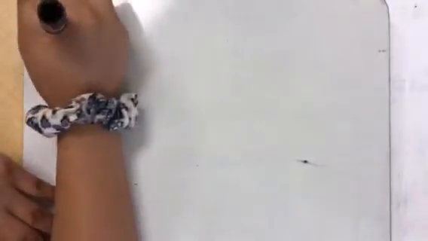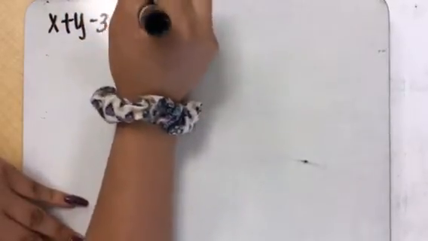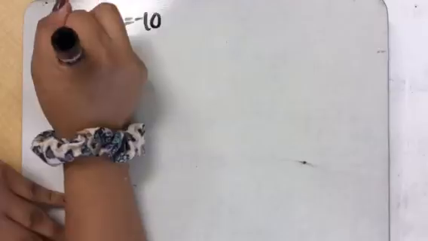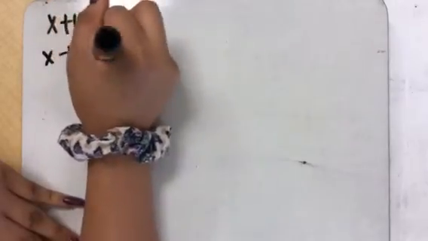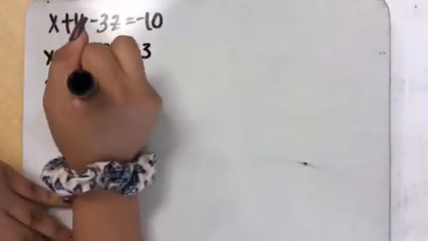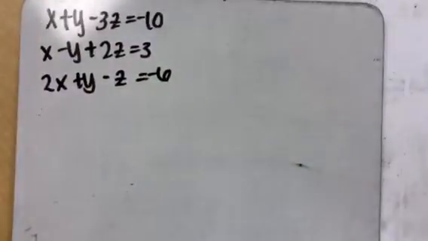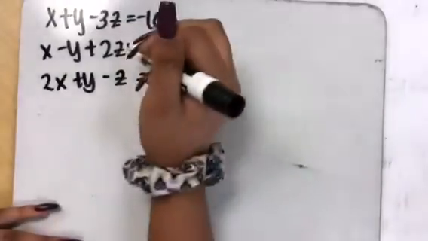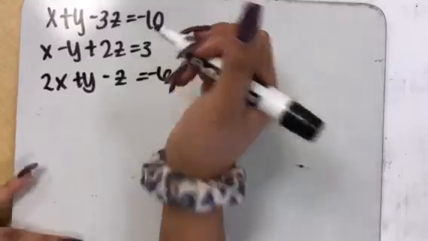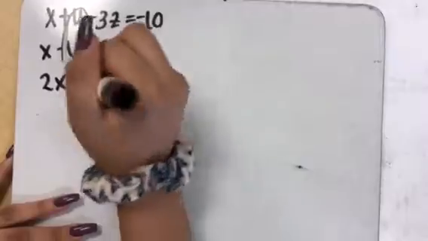So let's start off with x plus y minus 3z equals negative 10, x minus y plus 2z equals positive 3, 2x plus y minus z equals negative 6. So what we would do here is solve the same way you would solve for any other linear system with two terms. You would want to eliminate one variable. So since y is alone in all three equations, we would eliminate this one.